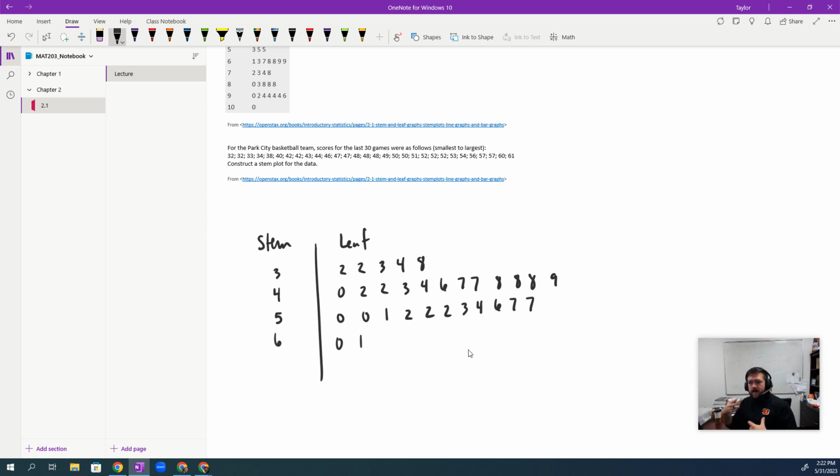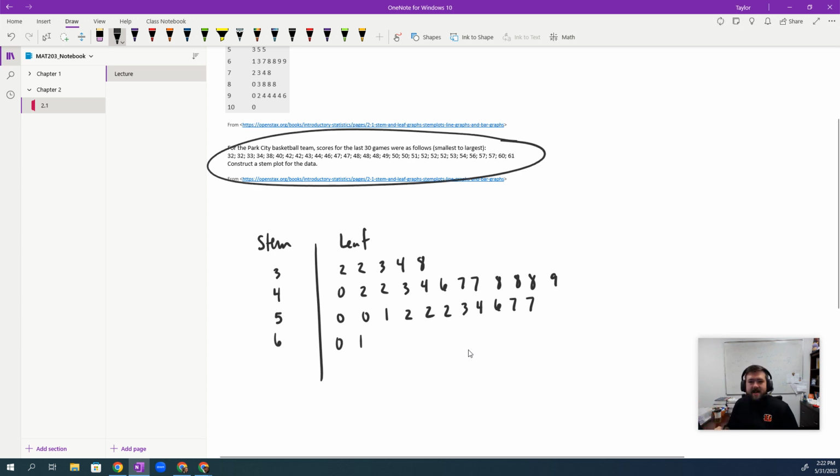Okay, so now we've organized the data. What can we see visually? Most of the time, the Park City basketball team had scores in the 40s and 50s. That's not immediately obvious from the original version of the data, but the stem and leaf plot helps us see it. Okay, in this section, there's a couple other ways you can organize data.